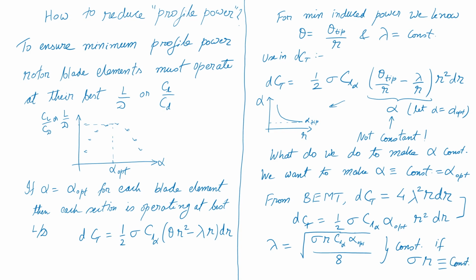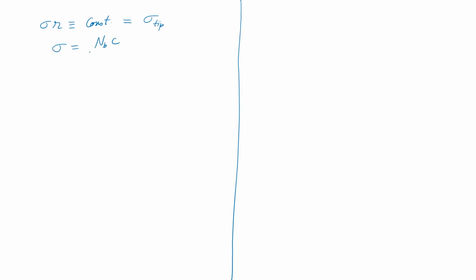So, lambda is constant if my sigma into r is also a constant. So, what could be the value of sigma r being equal to some constant? When r is equal to 1, sigma will equal sigma tip. But what does this mean actually? So, sigma r is some constant and is equal to sigma tip, but what is the meaning of this? Now, if you recall, sigma is what? Sigma is NBC by pi capital R.